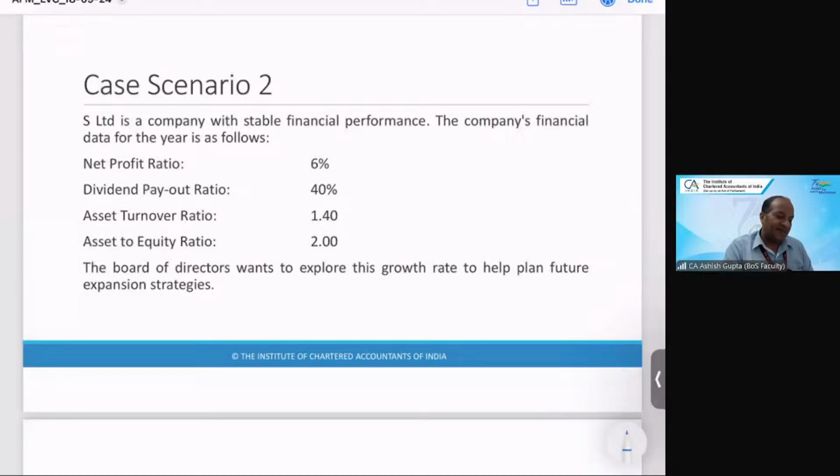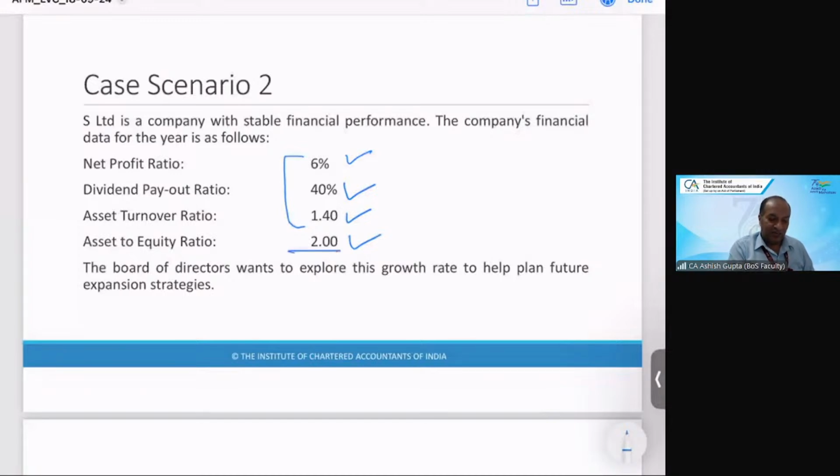It says that S Limited is a company with stable financial performance. The company's financial data is as follows: 6% net profit ratio, dividend payout is 40%, asset turnover ratio is 1, and here is the equity ratio. You remember that we used these three variables in the computation of the internal growth rate.